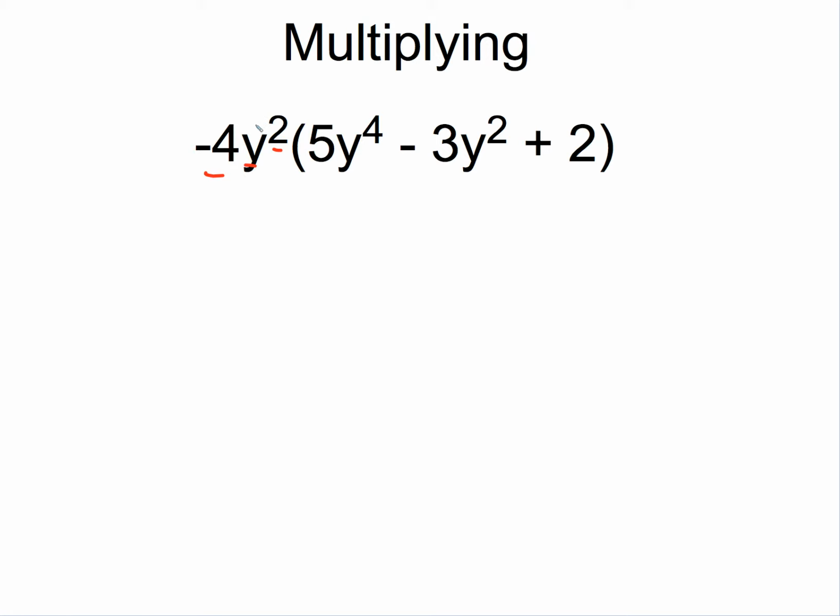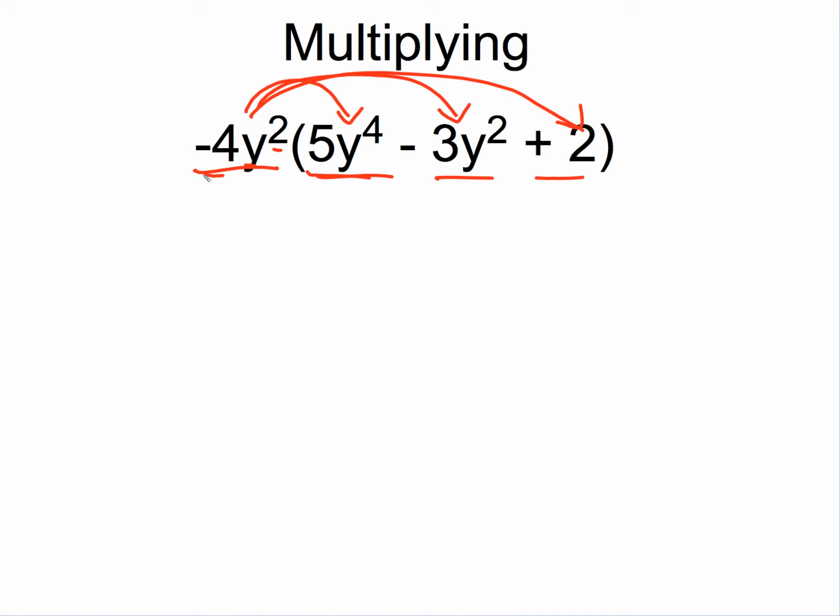We're taking the negative 4y squared, multiplying it by 5y to the fourth, 3y squared, and 2, because we have 3 terms within the parentheses. If you had 4 terms, you would have to multiply it 4 times, so on and so forth. So first, let's look at the negative 4y squared times 5y to the fourth.